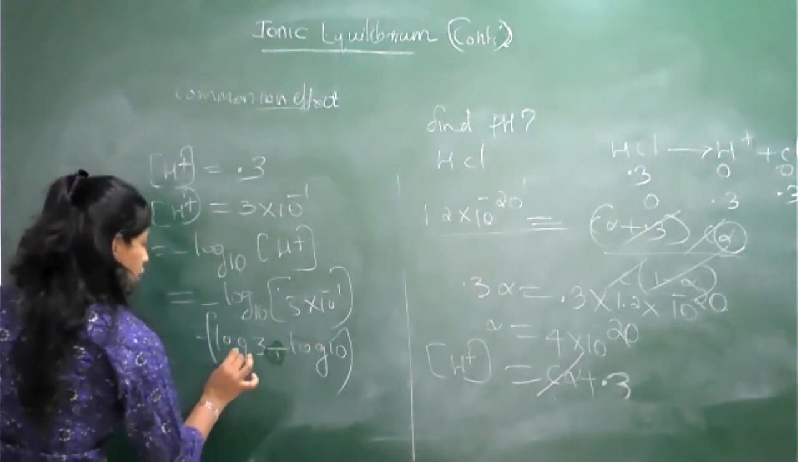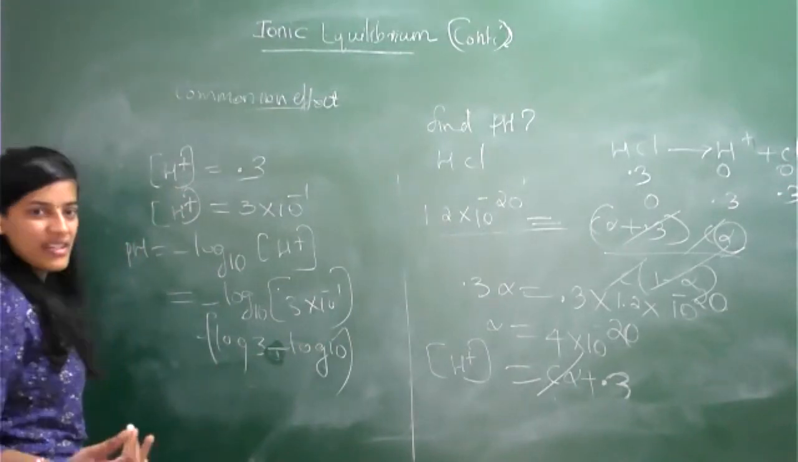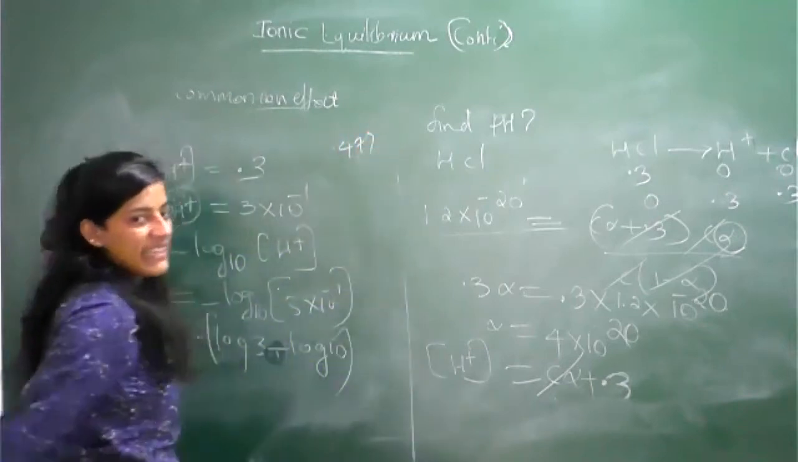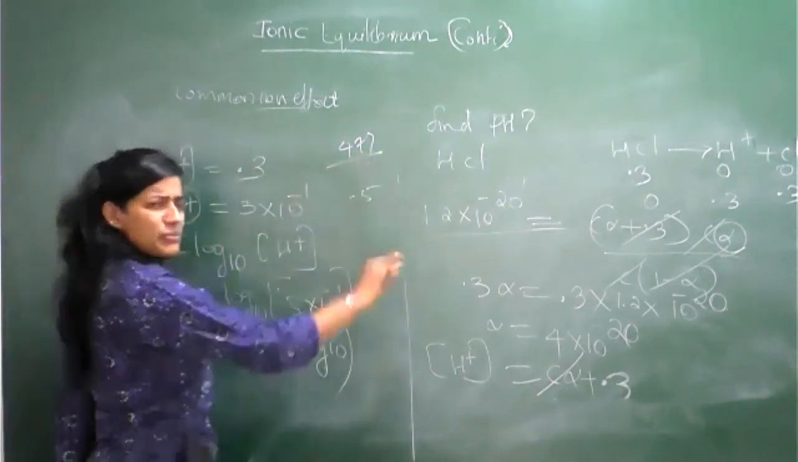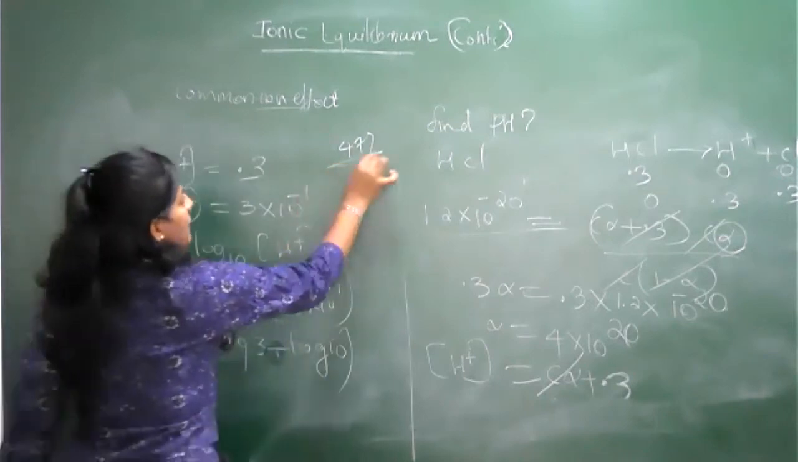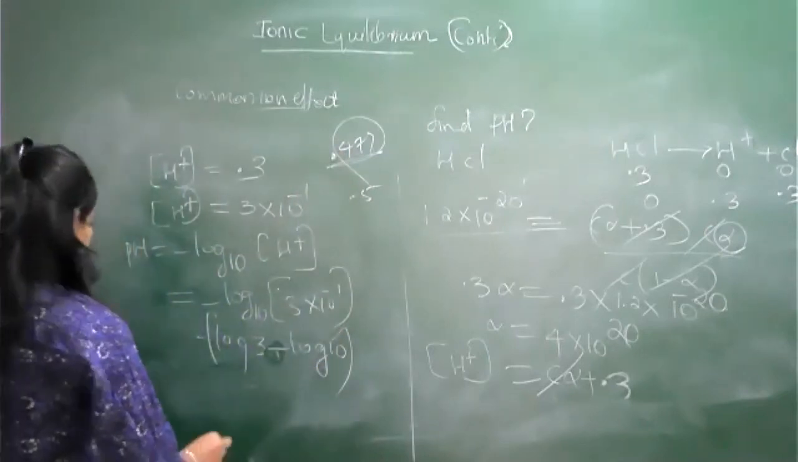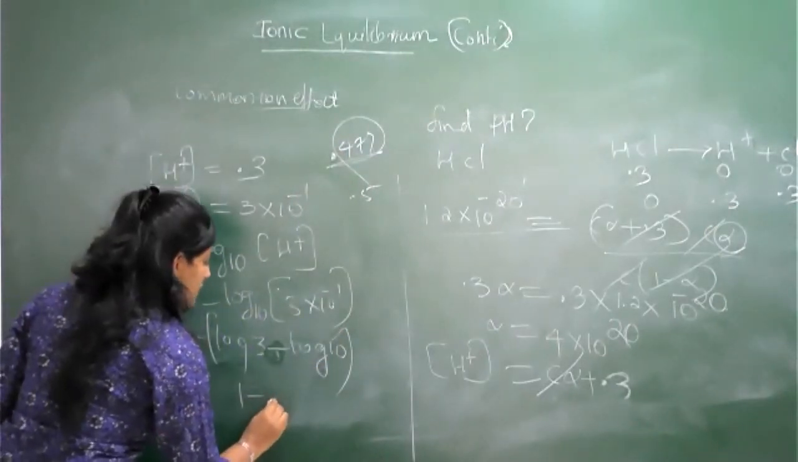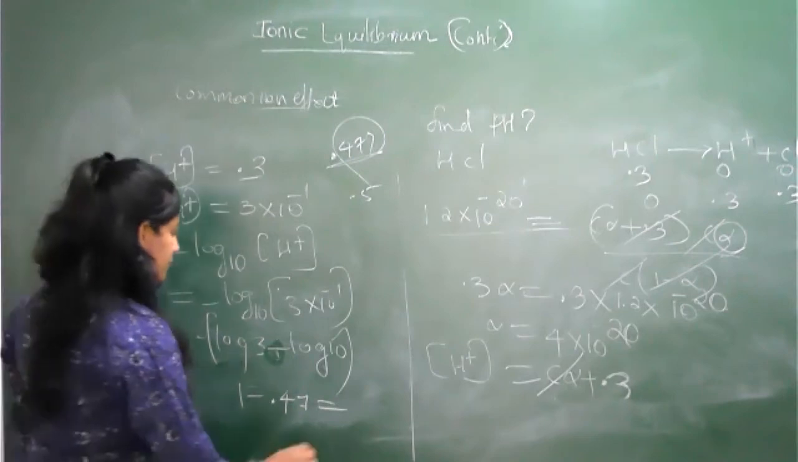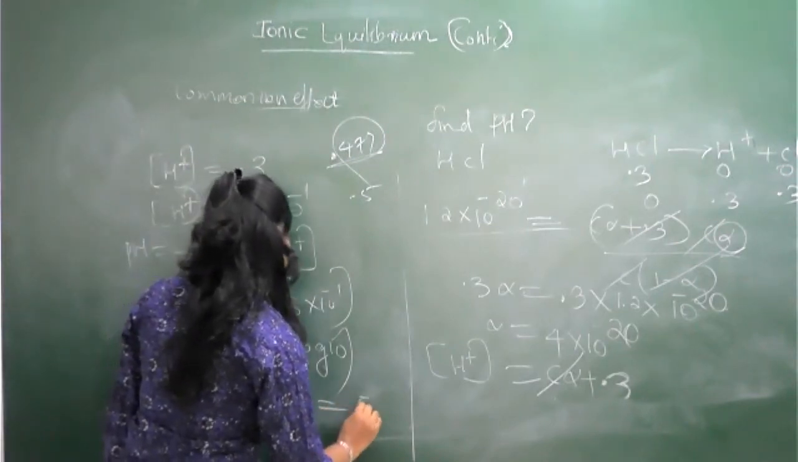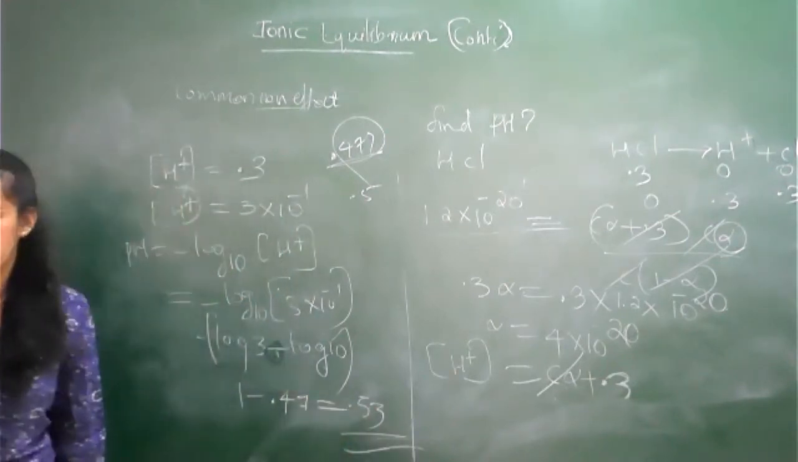So around how does it look? Log 3, whatever the log 3 value, that is 0.5 I told you. Actually it's around 0.477. If you are not remembering, you can do 0.5, that much only. But I am suggesting you use 0.477 instead of 0.5. So the final result is 1 minus 0.47, almost. So around it. This is the pH value.